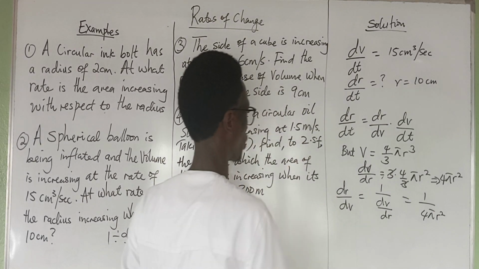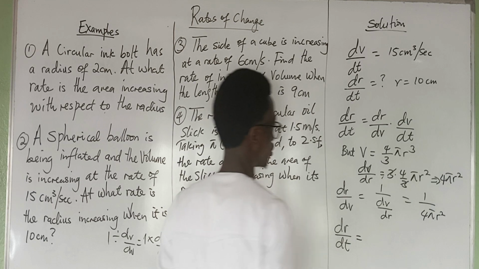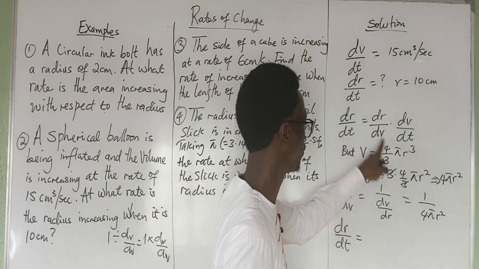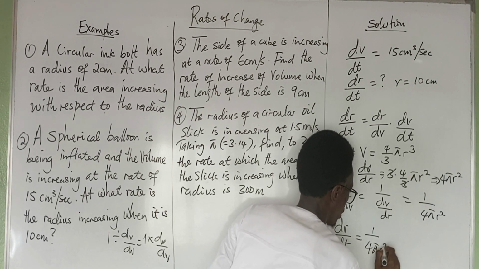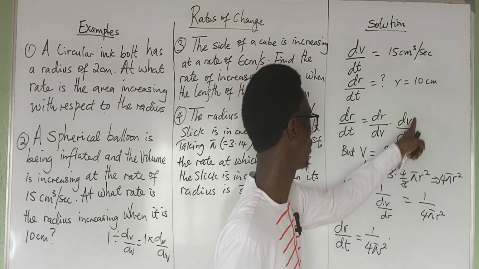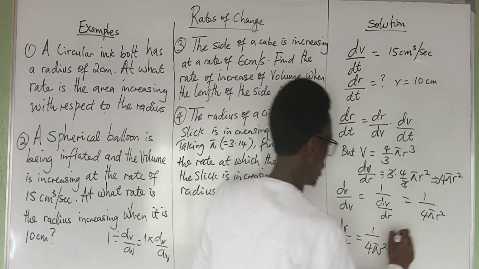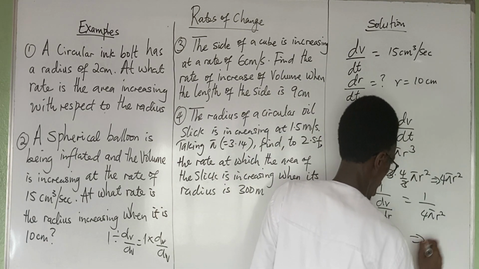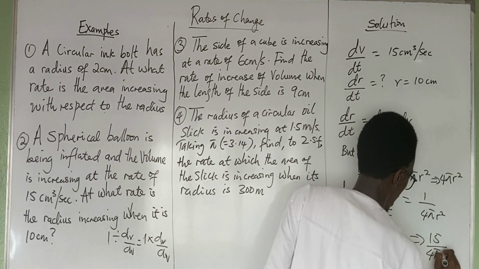So now we substitute into the formula. We have dr over dt equals, my dr over dv is 1 upon 4 pi r squared, multiplied by dv over dt, which is 15. So now this gives you 15 over 4 pi r squared.